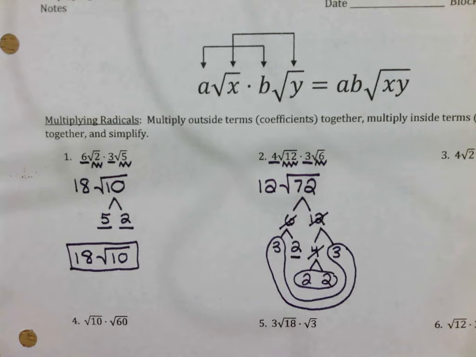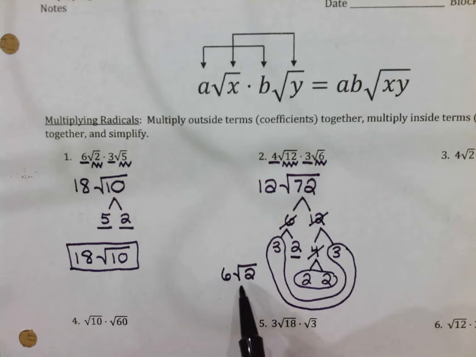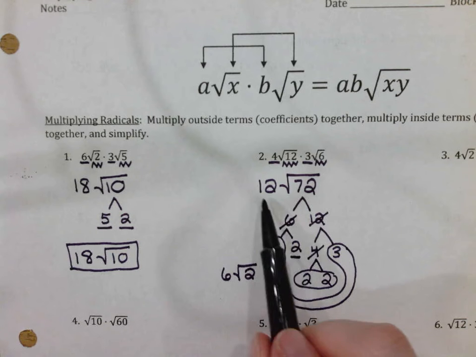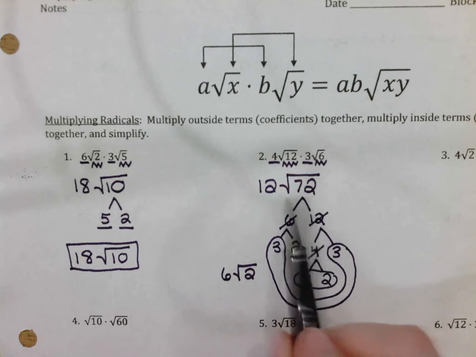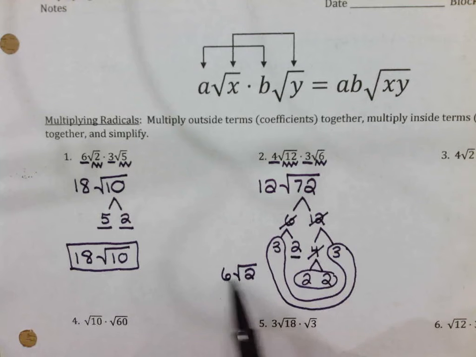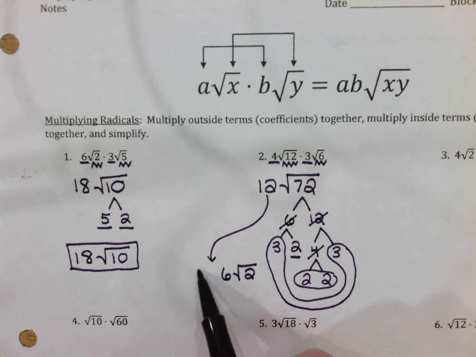Okay, so remember, couples go out. We have 2 couples. So we're going to multiply them together. So 3 times 2 gets us 6. And then this single 2 is going to go under the radical. But that's not our final answer, because remember, we really were doing 12 times the square root of 72. We simplified the square root of 72 to be 6 square root of 2. We still need to multiply it by 12.